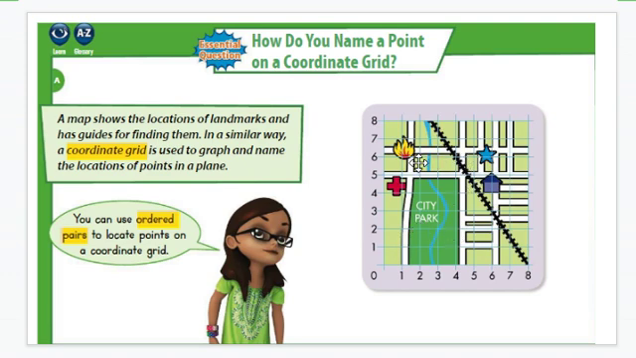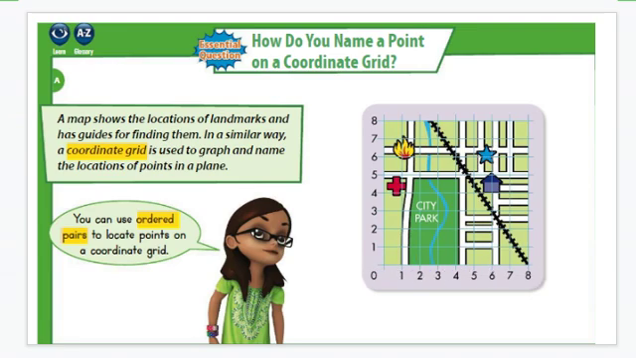So just like a map will tell you to go down or take a right or go up, a coordinate grid tells you how to find locations on the points of a plane. This is a plane. You use ordered pairs to locate points on a coordinate grid. So that's what we are going to do today.